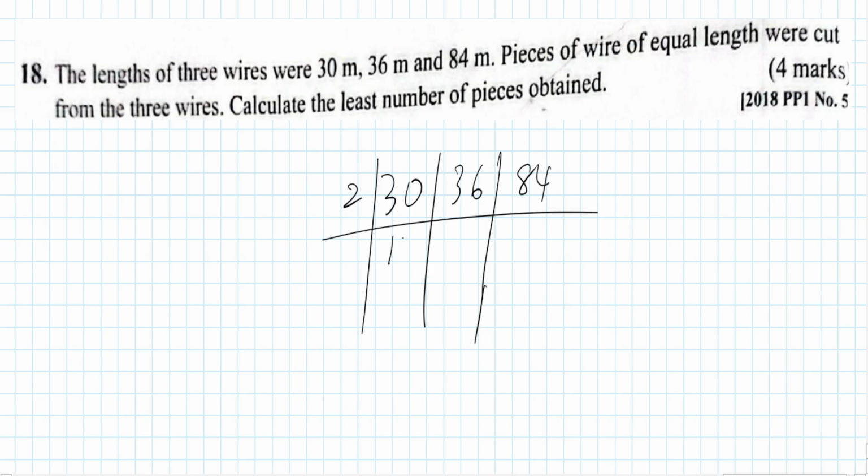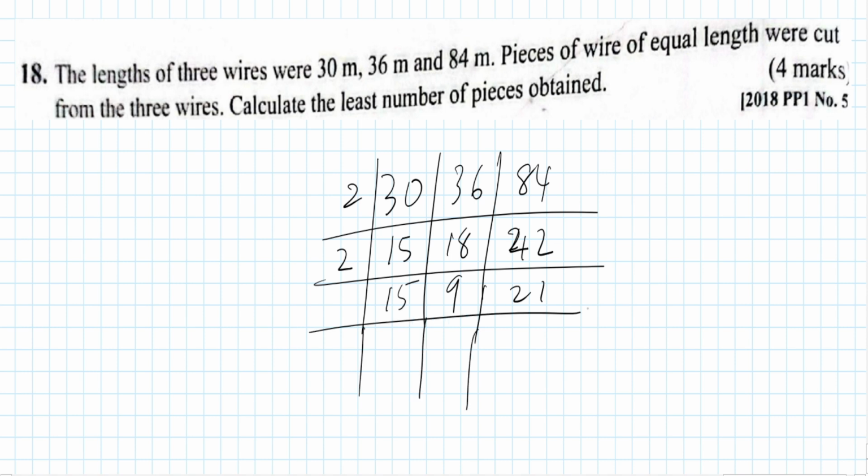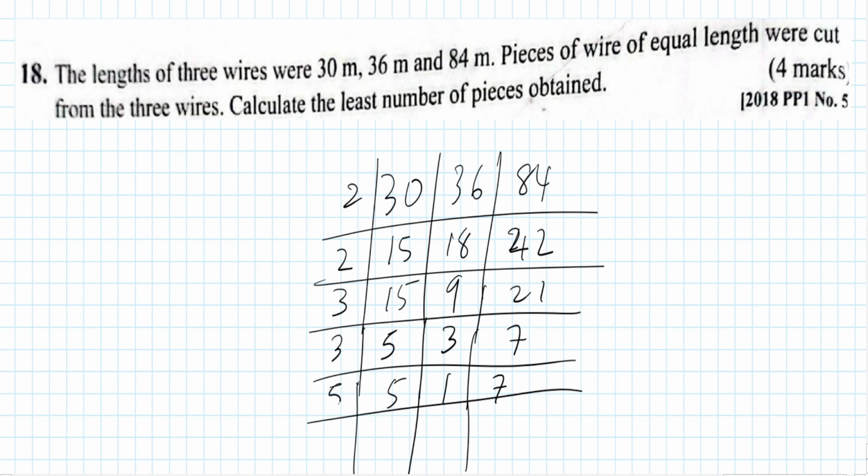Now, divide by 2 gives you 15, 18, 42. Then again, divide by 2 gives you 9, 21. Then divide by 3 gives you 3, 7 and 5. Then divide by 3 gives you 1, 5 and 7. Divide by 5 gives you 1, 1 and 7. Then divide by 7, 1, 1, 1.